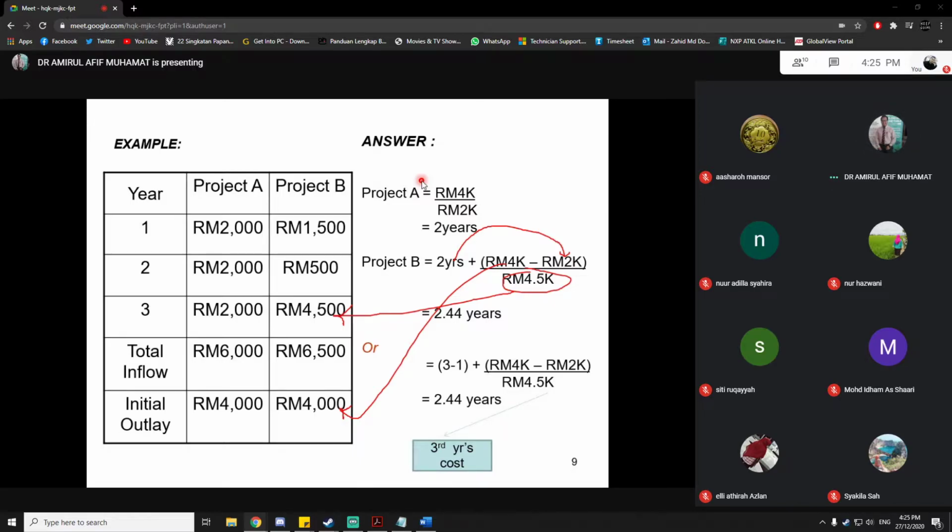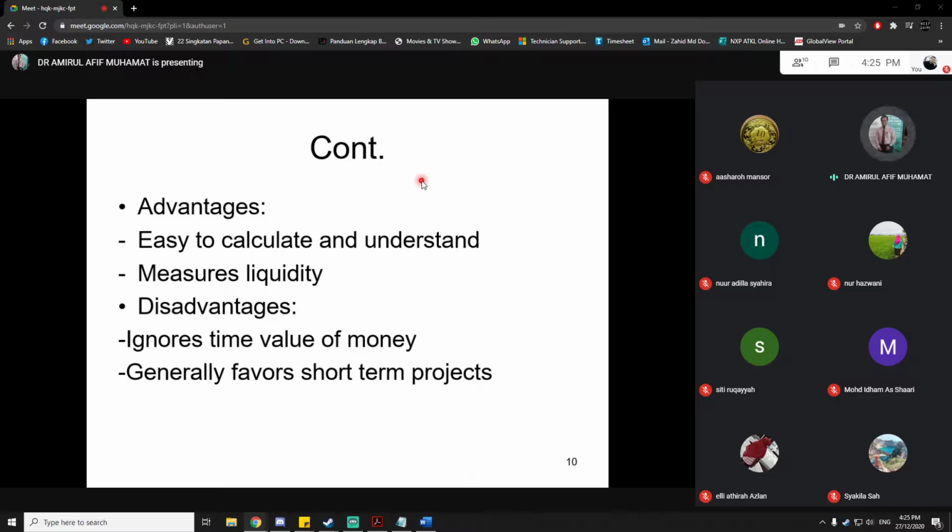Okay, any questions? And you need to know the advantages and disadvantages of each technique. For payback period, the advantages are that it's easy to calculate and it measures liquidity. It means you know how fast the company can recover the cost. The disadvantages are that it does not consider the time value of money, and in general it has a preference for short-term projects, because short-term projects logically will be completed faster.